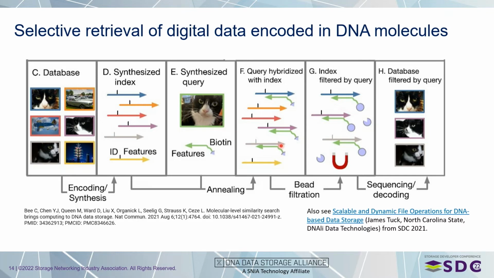So this paper, I'm showing one paper. James Tuck of North Carolina State gave a talk about some of this also at SDC last year, and the presentation is there and it has references. There's many, many papers on random access. So I wanted to paint a picture of the progress there.